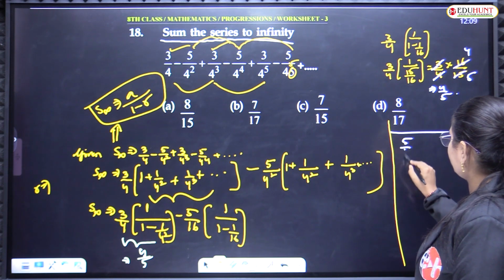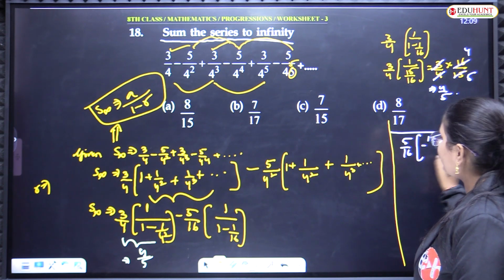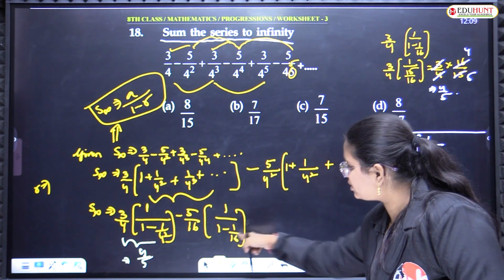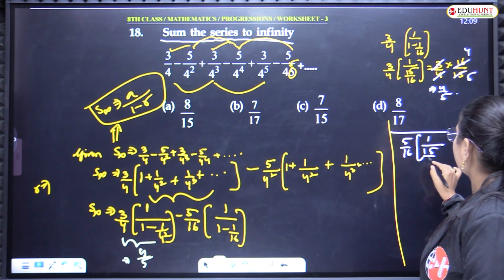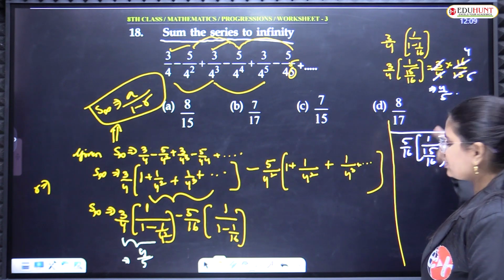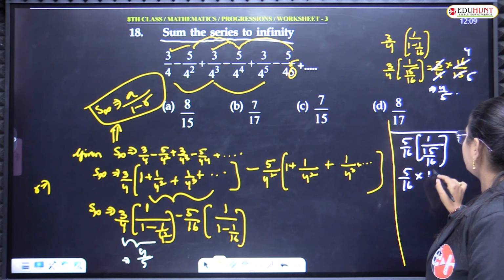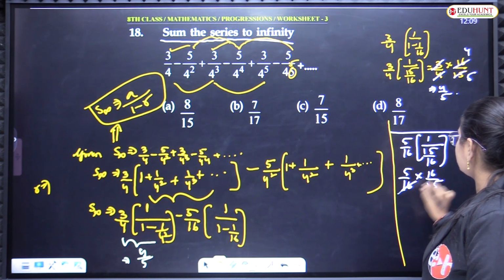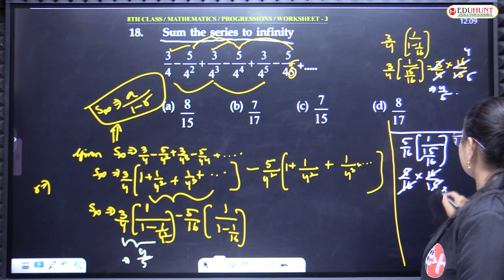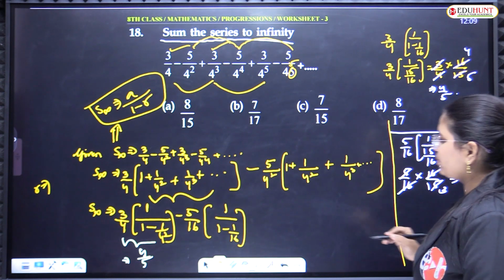5 by 16 into 1 by... so this is 16 minus 1, which is 15 by 16. Take out the LCM. Just reciprocate the function. 5 by 16 into 16 by 15. 16 cancels, 5 1s are 5, 3 5s are 15. Left over is 1 by 3.